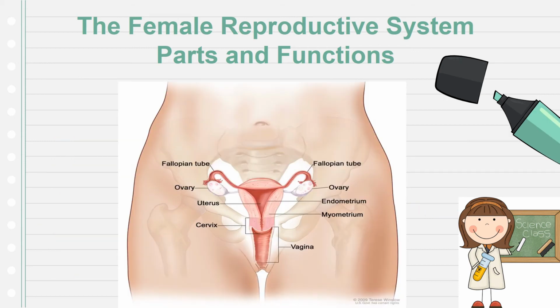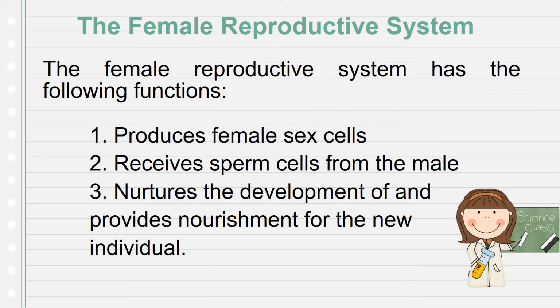Now let's have the female reproductive system, its parts and functions. The female reproductive system has the following functions. Number 1, produces female sex cells. Number 2, receives the sperm cells from the male. Number 3, nurtures the development of and provides nourishment for the new individual.